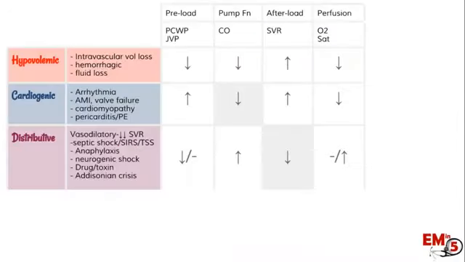So like we said, this is a problem with your afterload, meaning the systemic vascular resistance is going to be decreased. To compensate for this, you end up with an increase in the pump function. That's why your septic patients probably are tachycardic, their heart's pumping really fast trying to make up for it.